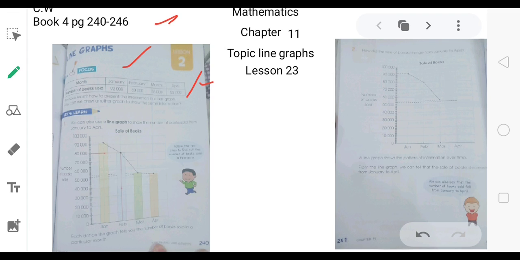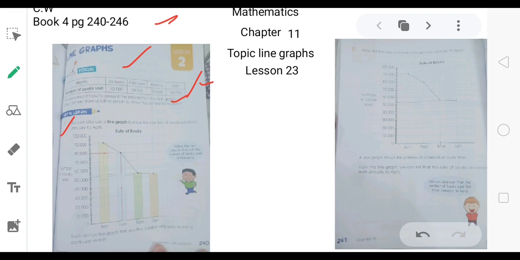Now listen to me. Look at over here. What he's saying, you can use a line graph to show the number of books sold from January to April. The same question you have done in the previous lecture in bar graphs or in tables. But here, we can also use this information in a line graph. But how? Now listen to me carefully.